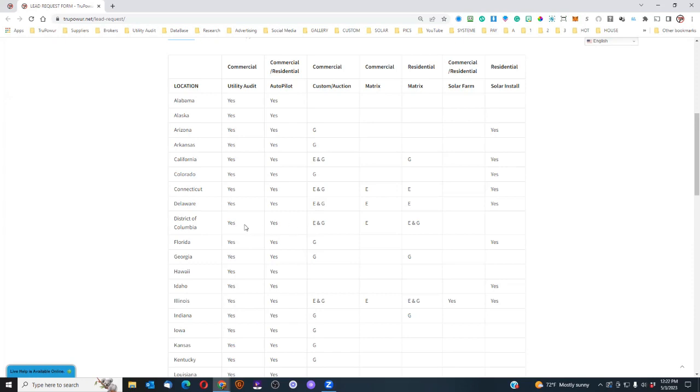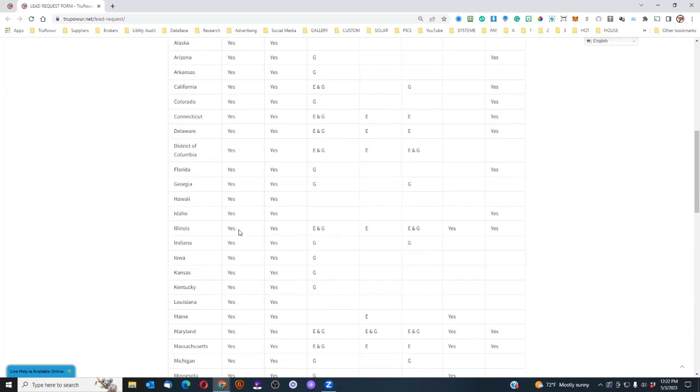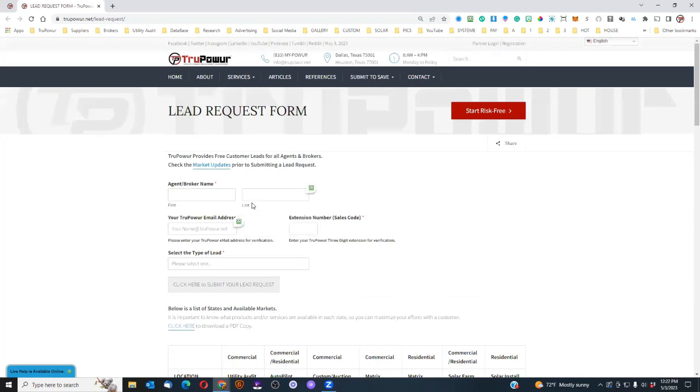I've got the utility audit, AutoPilot electric and gas for commercial, custom pricing, electric matrix pricing, and electric and natural gas for residential pricing. I don't have anything for solar, but you can see in some of these states like Illinois, you've got a lot of those things available. So the first thing that you're going to want to do is check the market updates.